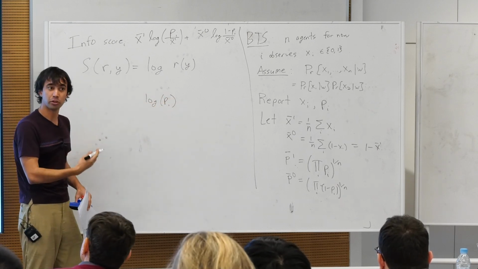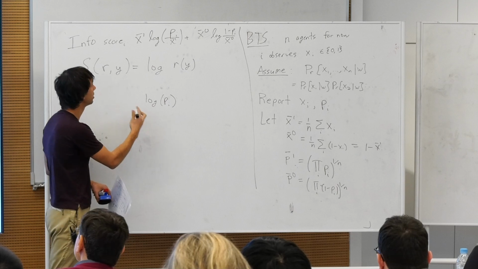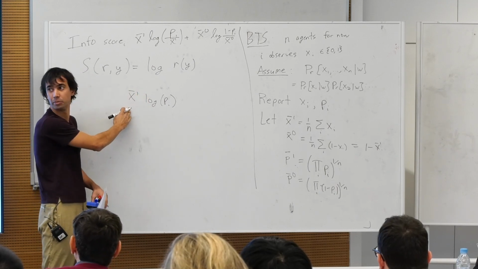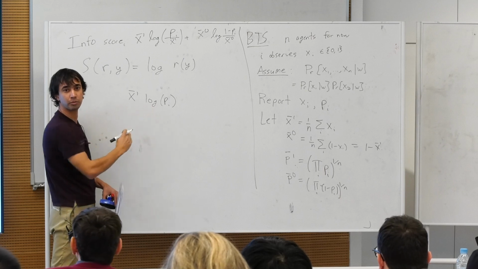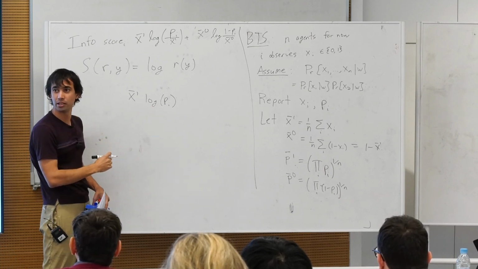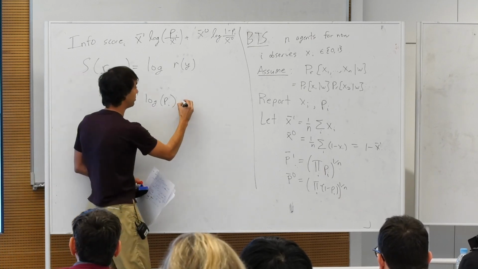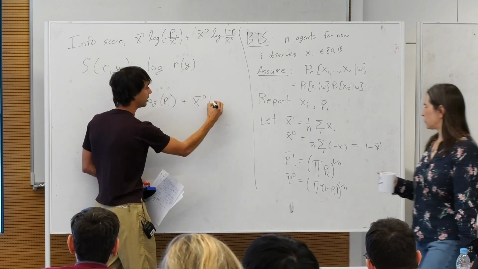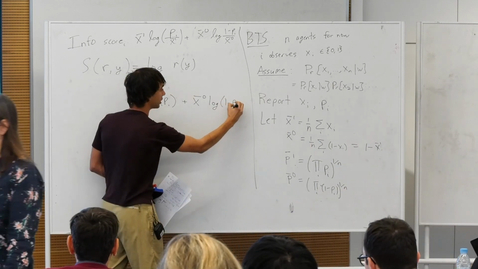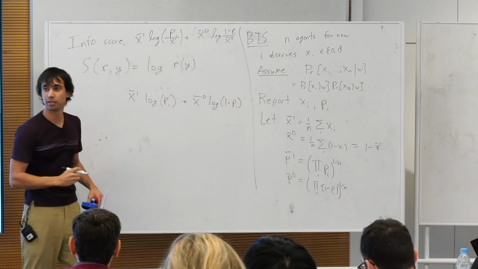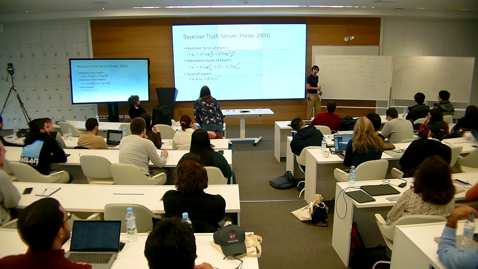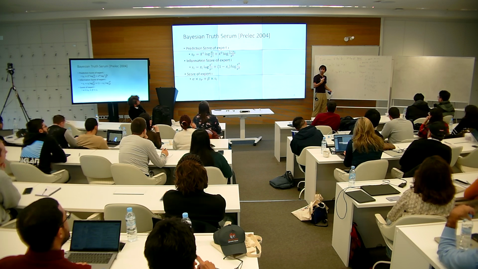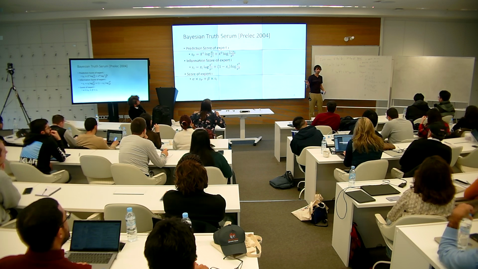And so for every person who reports 1, I'm going to get log of pi. How many people reported 1? Well, on average, let's say this number of people reported 1. And I'm going to score that with log of pi. On average, how many people reported 0? This, and for that, I should get scored with log of 1 minus pi. Okay, so this is basically the sum of a proper score for me, or an average, across the entire population.